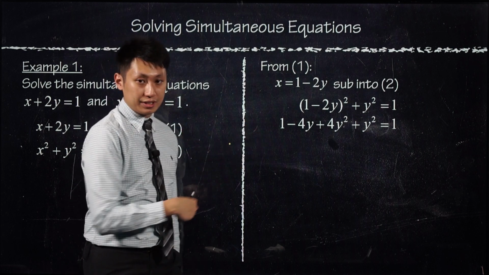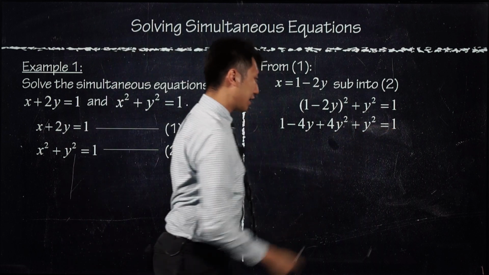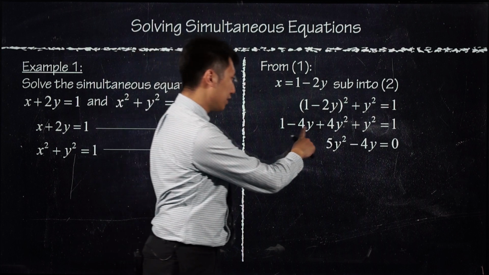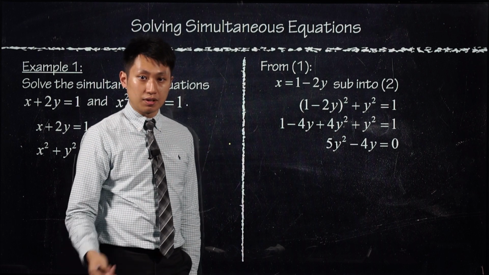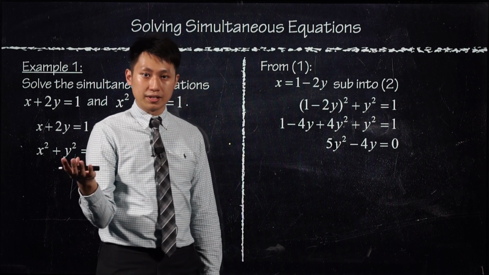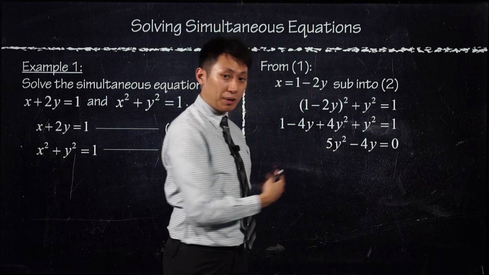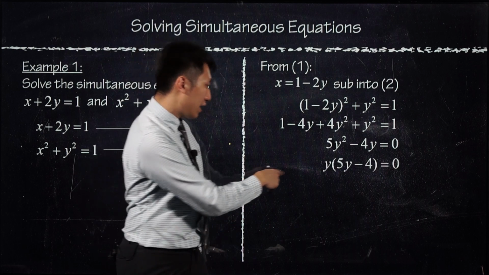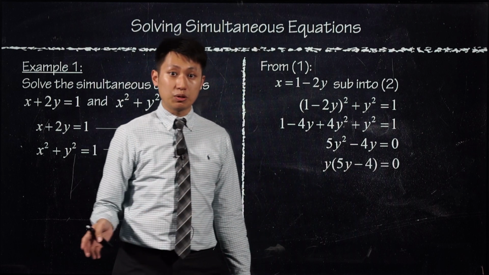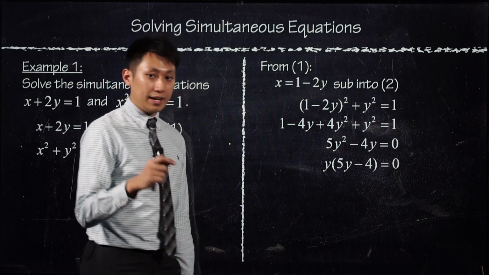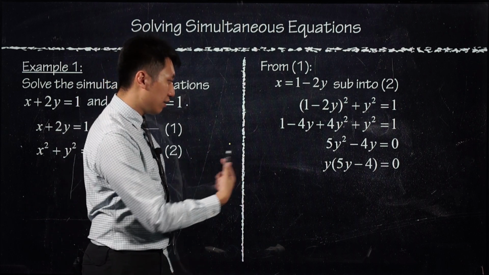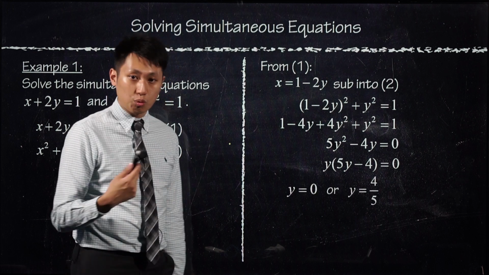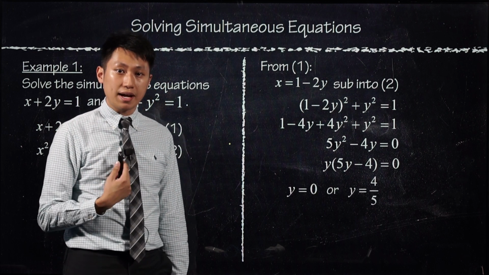Okay, I'm going to solve for this. 1 and 1 cancel off. Total up, I'll get 5y squared minus 4y is equal to 0. So I need to factorize this or solve it. Factorize means I take the y out. So I'll get y times (5y minus 4) is equal to 0. Then a times b equals 0 means what? a equals 0 or b equals 0. Here gives me y equals 0 or y is equal to 4 over 5.